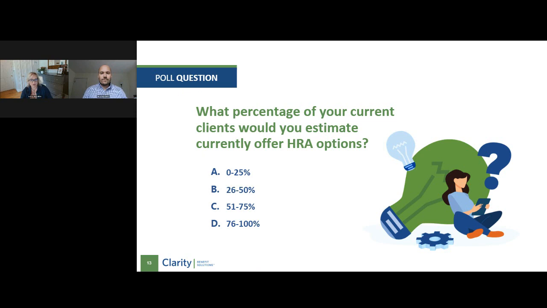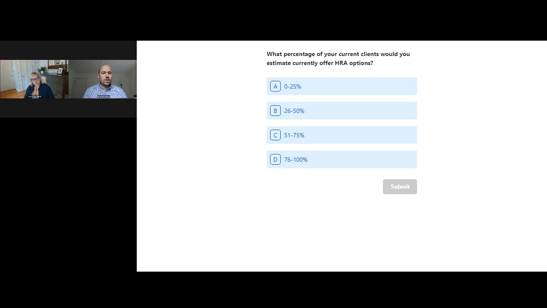And before we look at the prevalence of HRAs in the market today, let's poll another question. Eddie? All right, next poll question is, what percentage of your current clients would you estimate currently offer HRA options or offer a plan with an HRA that's integrated with it? So you can answer this as A, 0 to 25%, B, 26 to 50%, C, 51 to 75%, or D, 76 to 100%. So I've just opened up the poll.